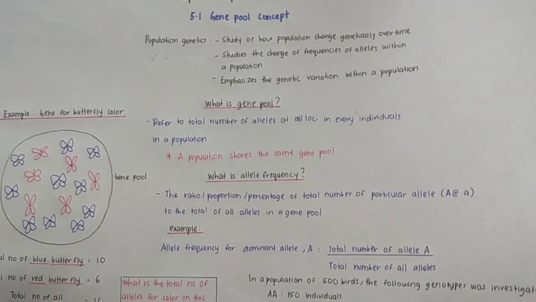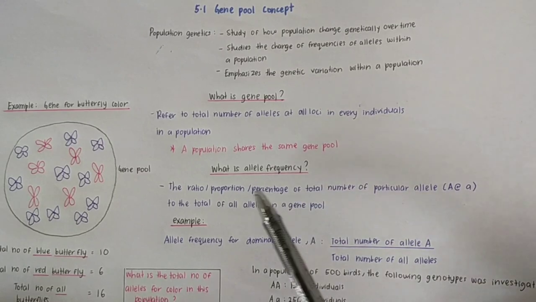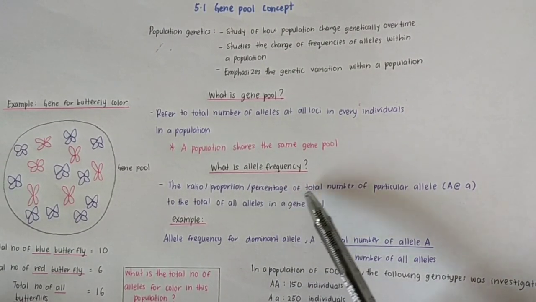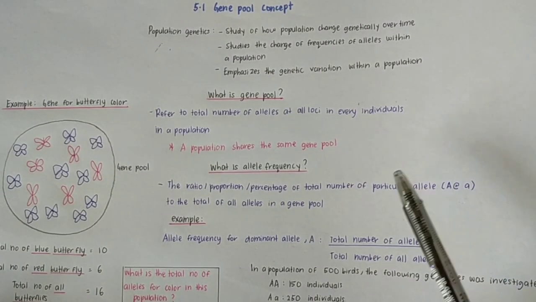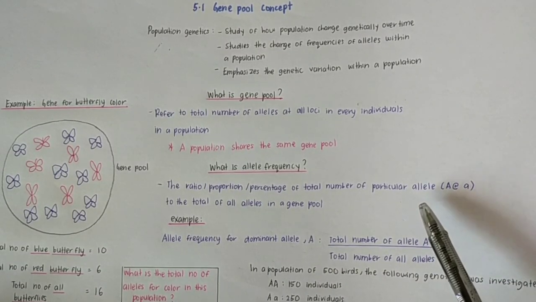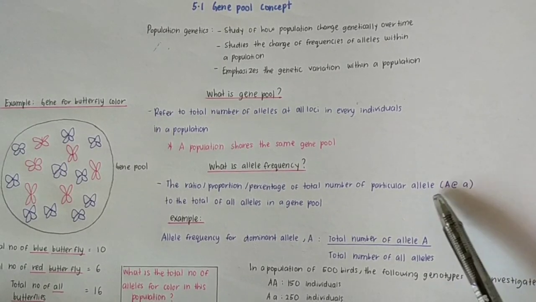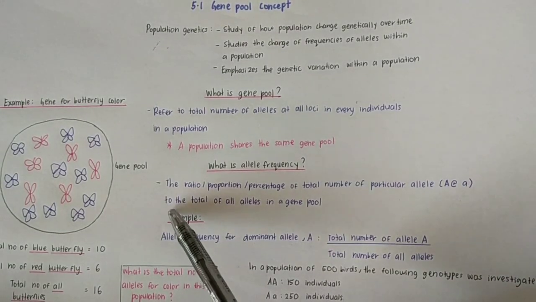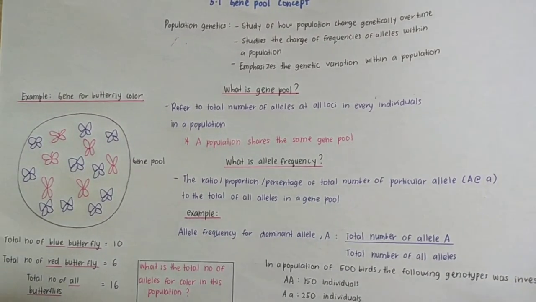Okay, so next we look at the allele frequency. So what is allele frequency? Allele frequency refers to the ratio or proportion or percentage of total number of a particular allele. For the example here, macam yang kita dah discuss sebelum ni, for allele kita ada dua types of allele. The first one we call dominant allele, represented by, for the example, capital A. Another one is recessive allele, for the example small a, to the total of all alleles in a gene pool.